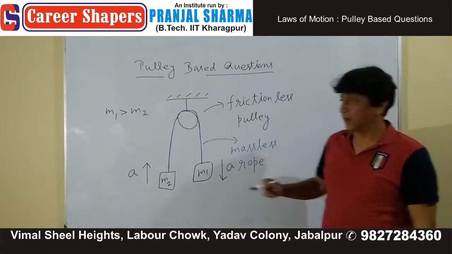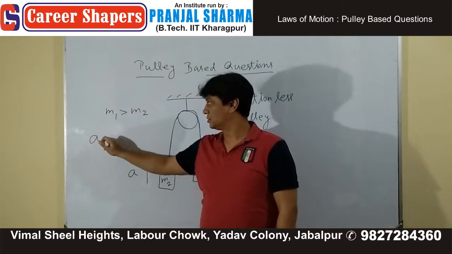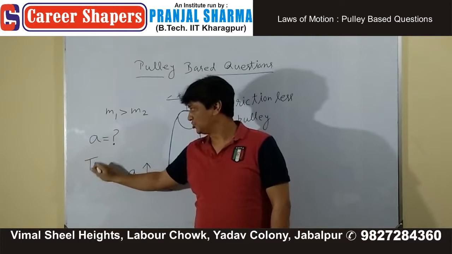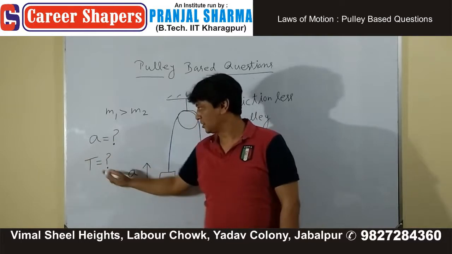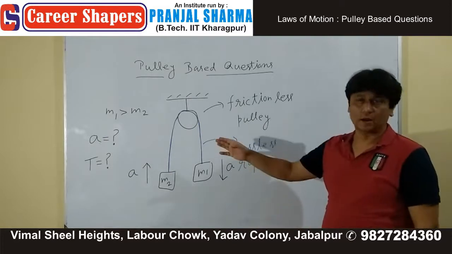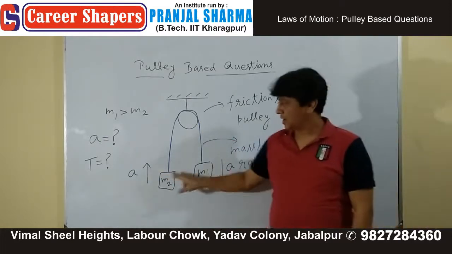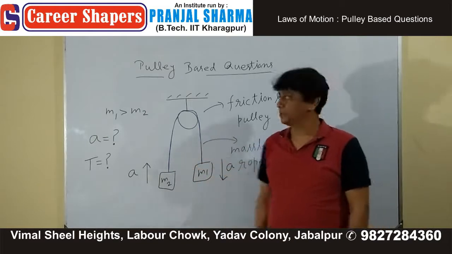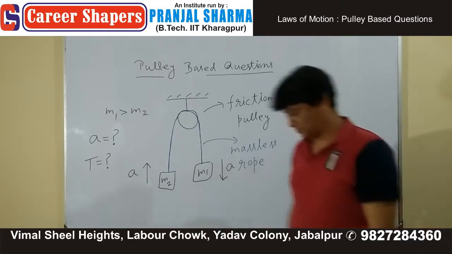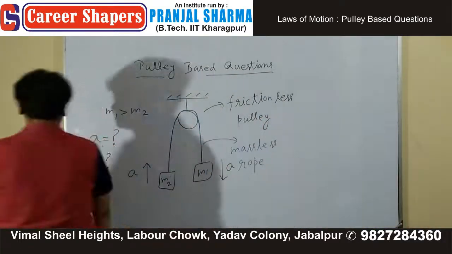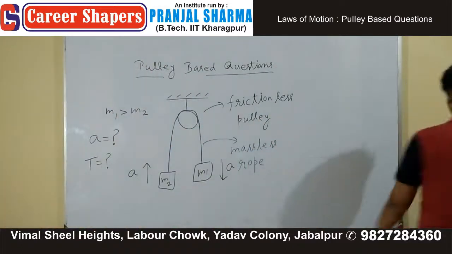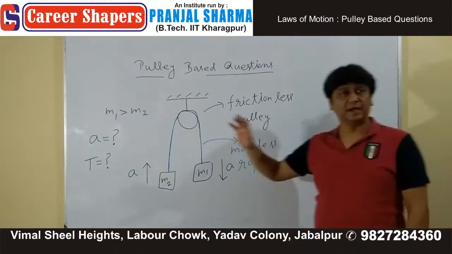Our aim is to find acceleration and tension force which is present in the rope. You need to find A and the tension which is present in the rope. I'm giving you 1 minute's time. Let's see if you can answer for A. Get me the value of A. We'll calculate T later on.